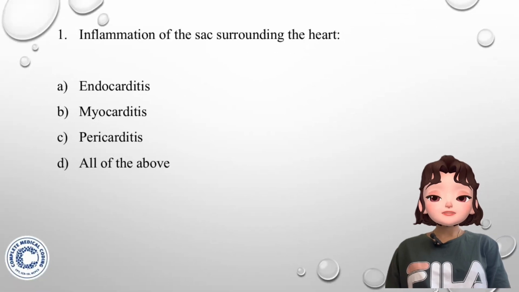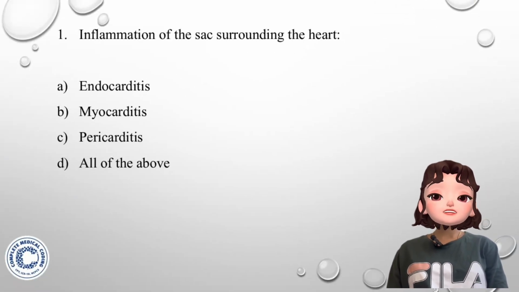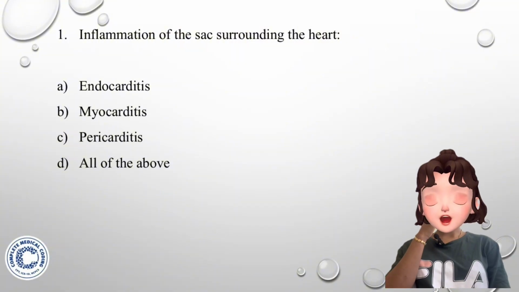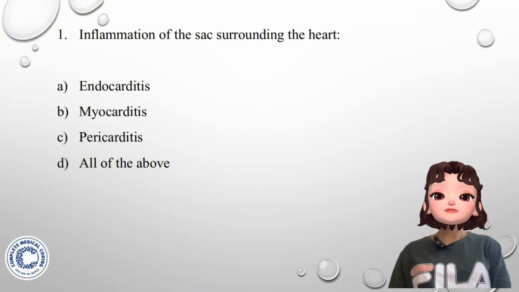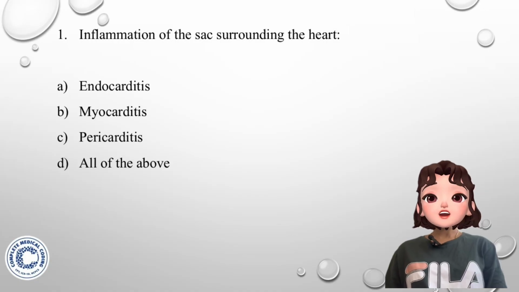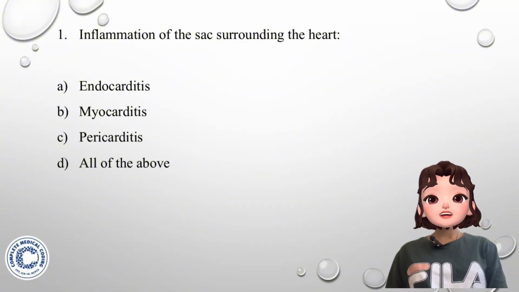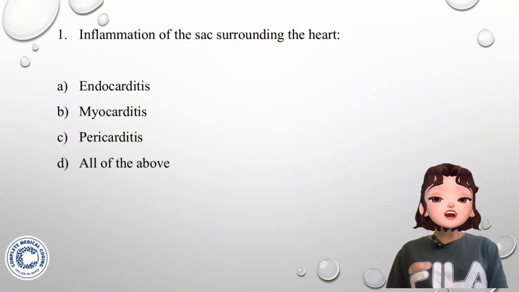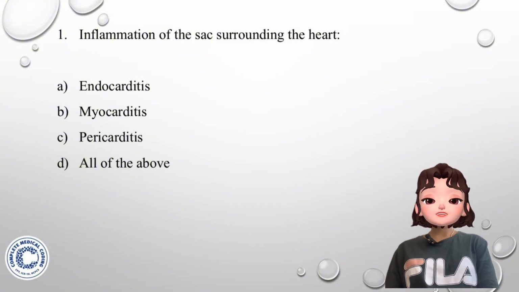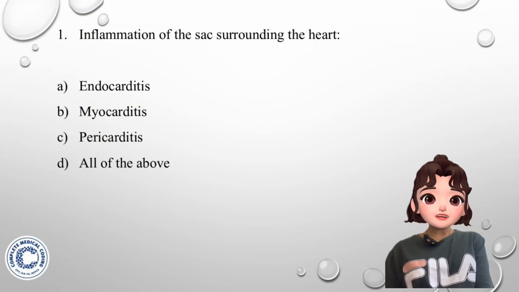So, first question. Inflammation of the sac surrounding the heart. What do you call the inflammation of the sac that surrounds the heart? Option A, endocarditis. Option B, myocarditis. Option C, pericarditis. And option D, all of the above. Of course, all of the above will not be the answer, right?